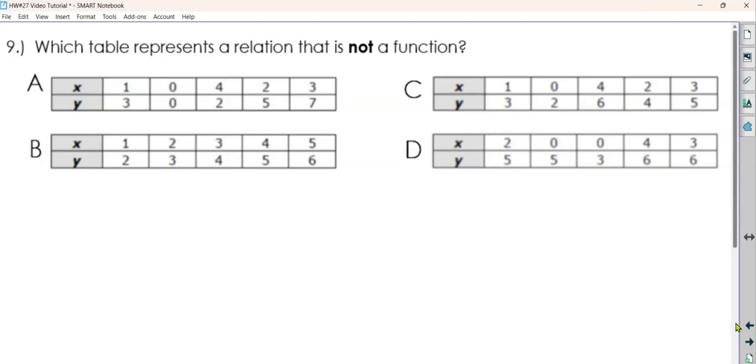Last question, which table represents a relation that is not a function? Right now this is different. The last question was asking you if it's linear. This one doesn't care if it's linear or not. It just wants to know if it is indeed a function.